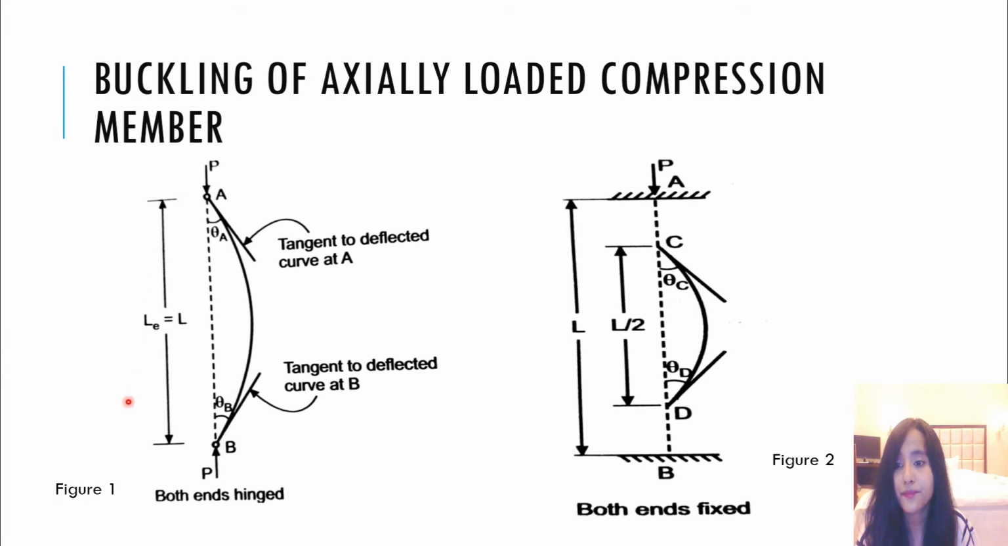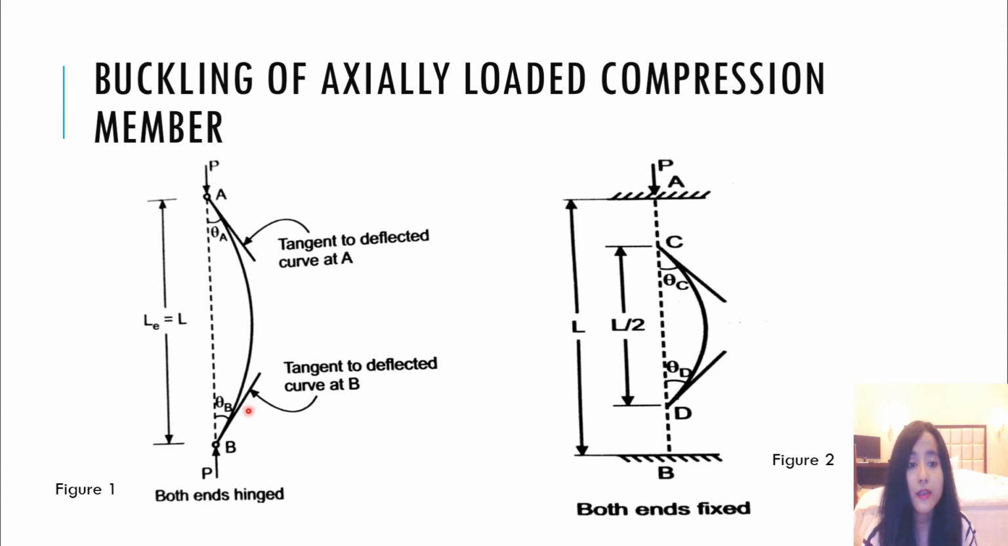Next, we have a case of both ends hinged. So here in figure number 1, as you can see, it is a case of both ends hinged. For this, the buckling of the column depends upon its end condition, right? That we know. Now, a column with both ends hinged will buckle as shown in this figure. Here both ends are hinged, so it will buckle in this manner. Since both the ends of the column are hinged, deflection at A and B will be 0. But slope of tangent to the deflected curve at A and B is maximum. Slope will be maximum, deflection will be 0, right?